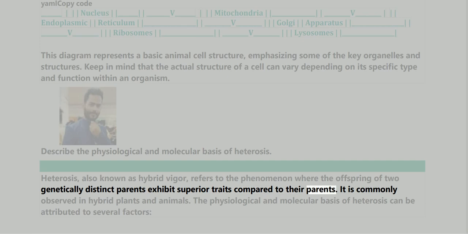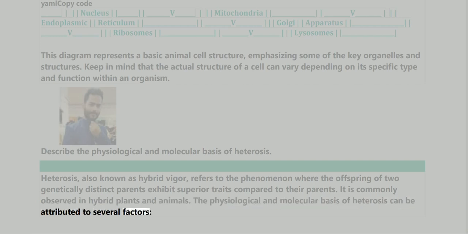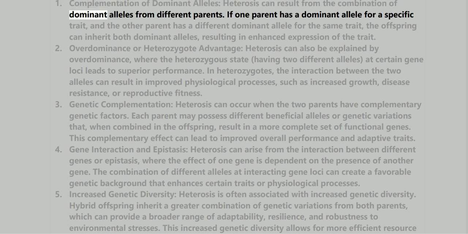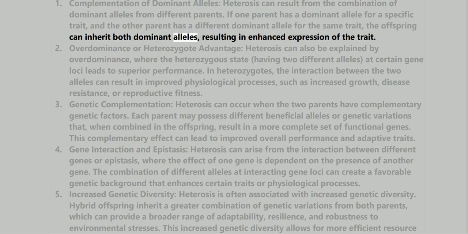It is commonly observed in hybrid plants and animals. The physiological and molecular basis of heterosis can be attributed to several factors. 1. Complementation of dominant alleles. Heterosis can result from the combination of dominant alleles from different parents. If one parent has a dominant allele for a specific trait, and the other parent has a different dominant allele for the same trait, the offspring can inherit both dominant alleles, resulting in enhanced expression of the trait.